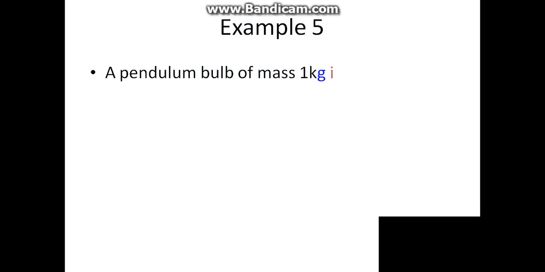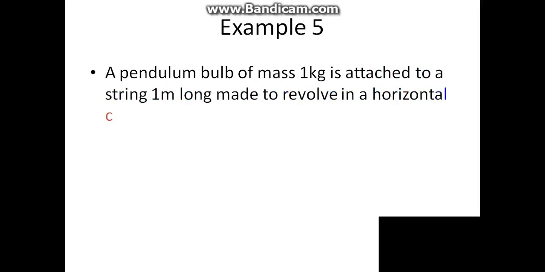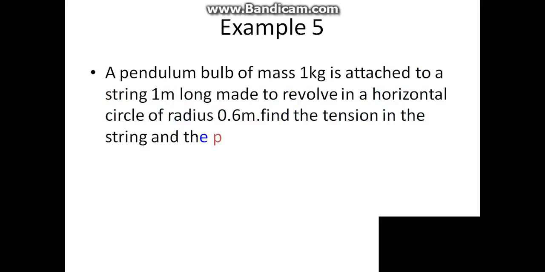Example 5. A pendulum bulb of mass 1 kilogram is attached to a string of 1 meter long, meant to revolve in a horizontal circle of radius 0.6 meters. Find the tension in the string and the period of the motion. Take g equals to 9.8 meters per second squared.